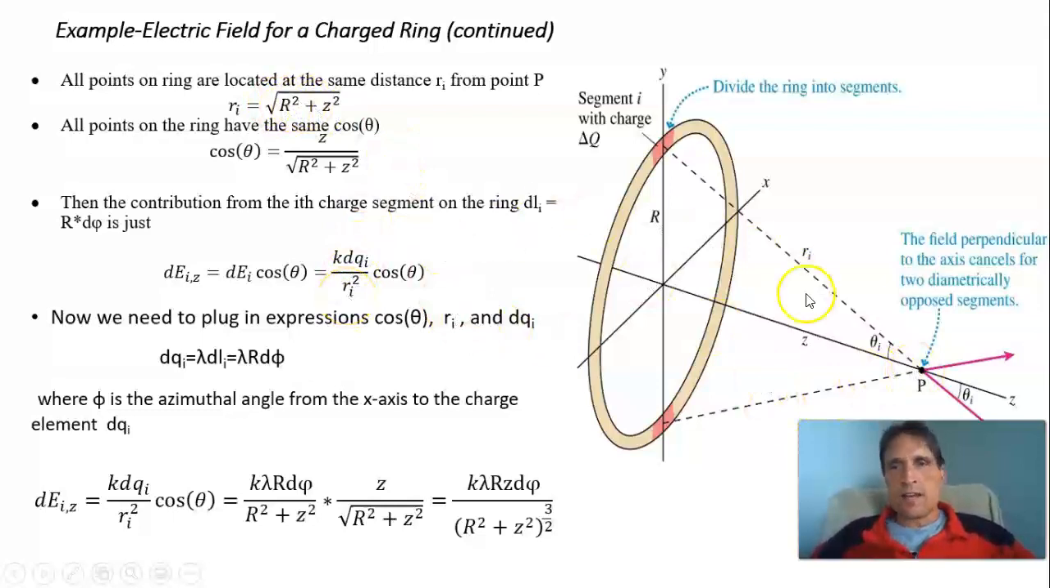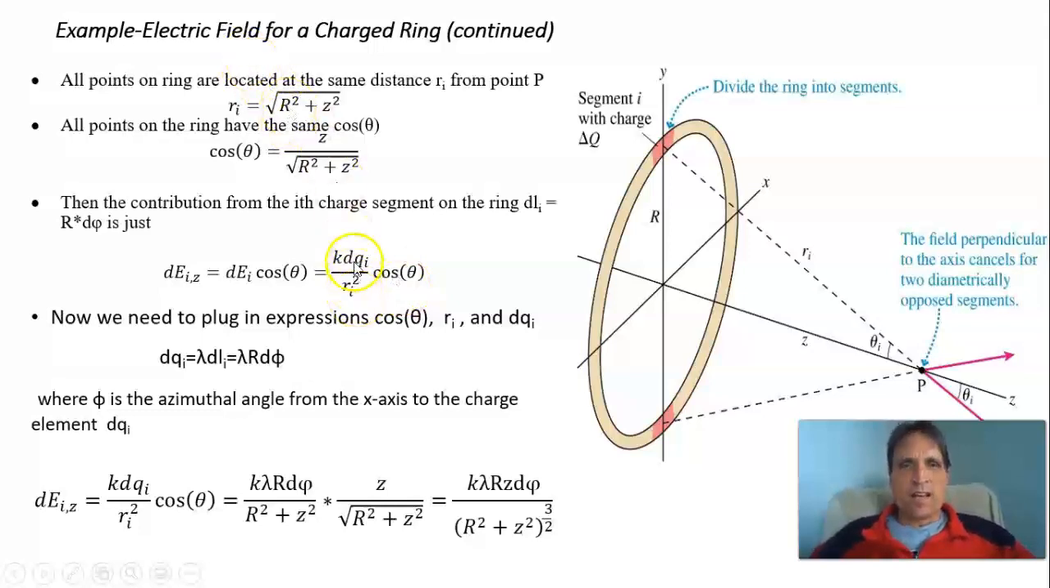And cosine of theta is the same for all, because all of the points are at the same height, or the same radial distance from the center. And so we can use trigonometry here. Cosine of theta is equal to adjacent, which is z, divided by hypotenuse, which is little r_i. And so cosine of theta is equal to z over (R squared plus z squared) to the 1/2. So now we can plug that in for cosine of theta, and we can plug this expression in for r_i squared.